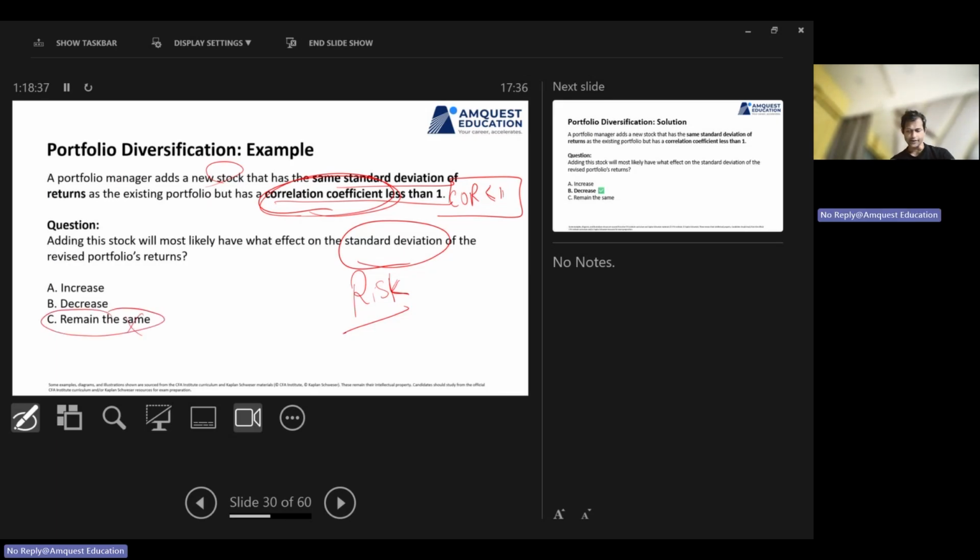Same can't happen at all, because there's a negative correlation. There's a less than 1 correlation. So what's the answer? Standard deviation of the portfolio. Answer, guys.